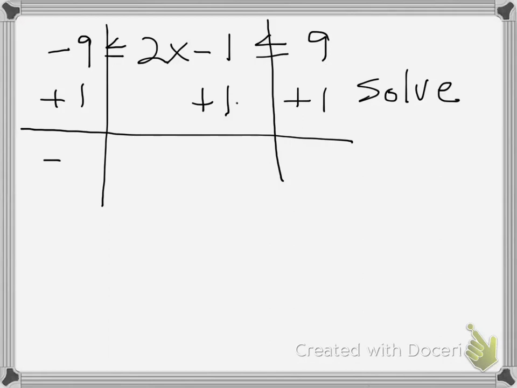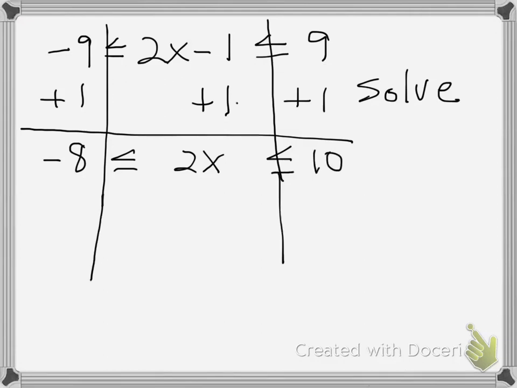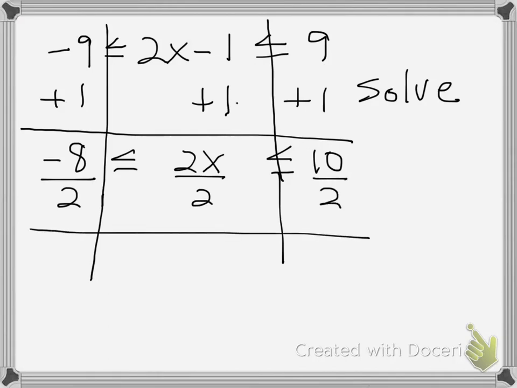All right, so this is negative 8 is less than or equal to 2x is less than or equal to 10. All right, I'm not finished yet because x isn't by itself, so I'm going to divide everything by 2. That gives me negative 4 less than or equal to x less than or equal to 5. As usual, x is by itself, which means I am completely done. That is solved, and that is my solution.